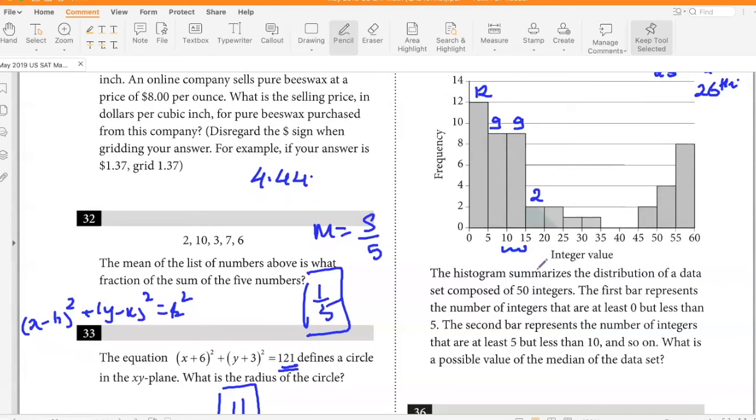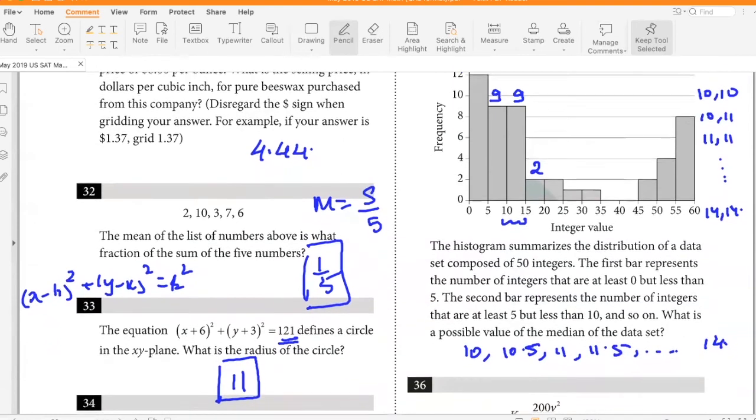Okay. So the two integers could be 10, 10, 10, 11, 11, 11, and so on until 14, 14, right? So the median could be 10, 10.5, 11, 11.5 till 14, right? So any of these values could be the median.